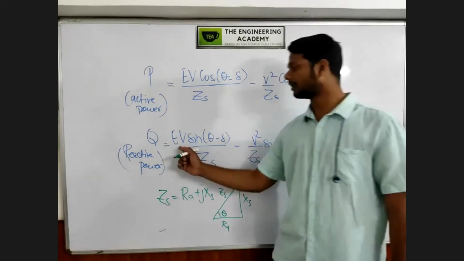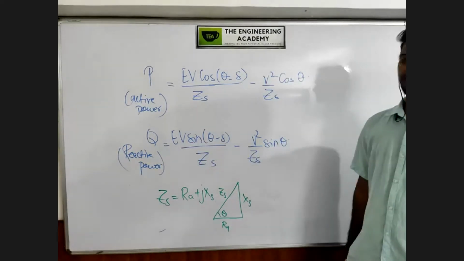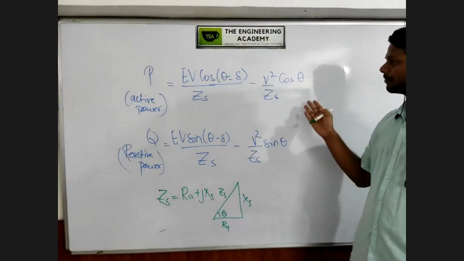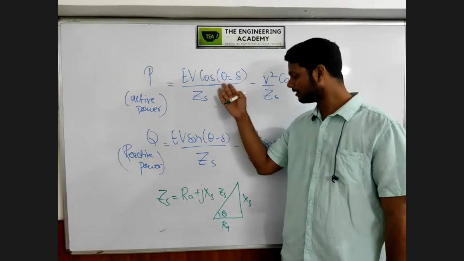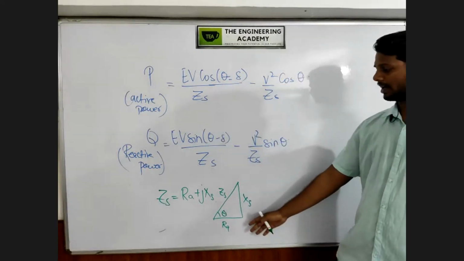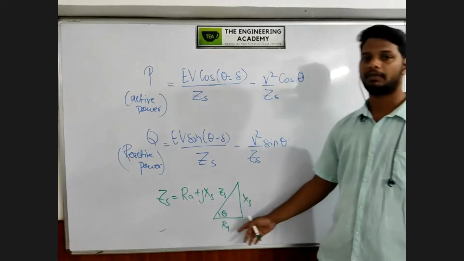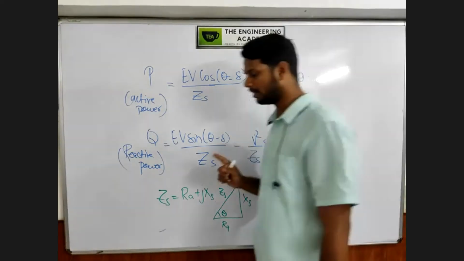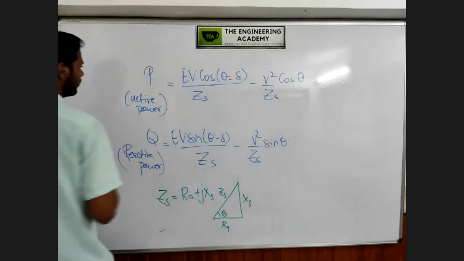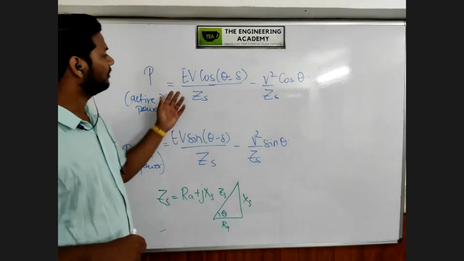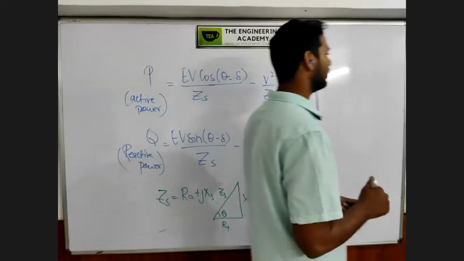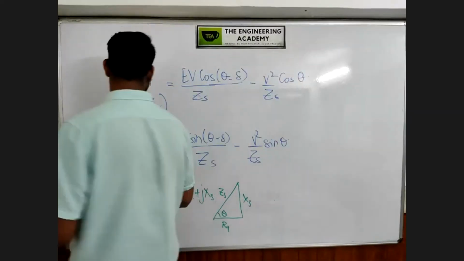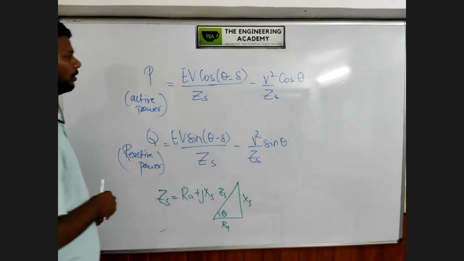E stands for induced EMF, V stands for supply voltage, and sin(theta minus del), cos(theta minus del) all involve the value of theta. Where do you find theta? You can find theta from RA and XS. Where do you find del? The formula for del I have given. Also, the formula for E I have given you. These three formulas are also important.